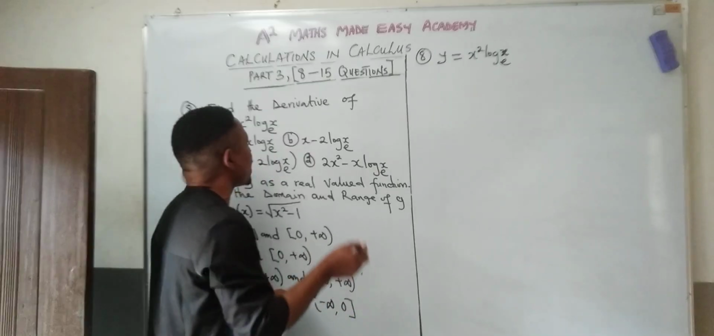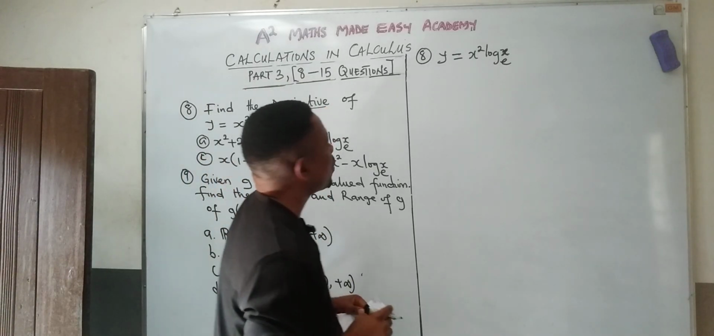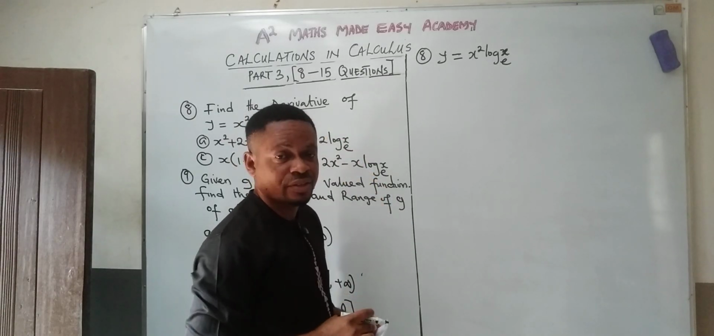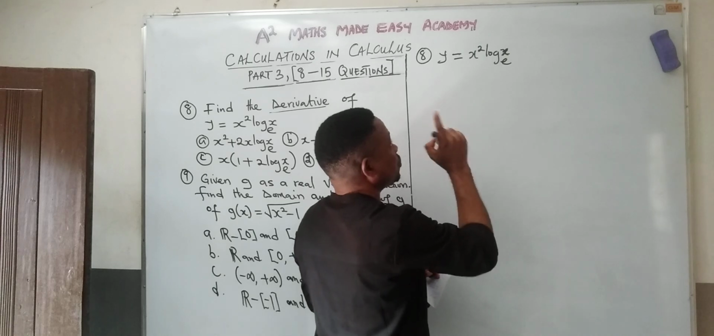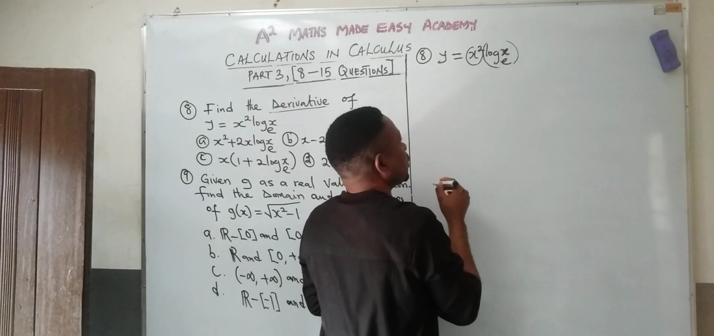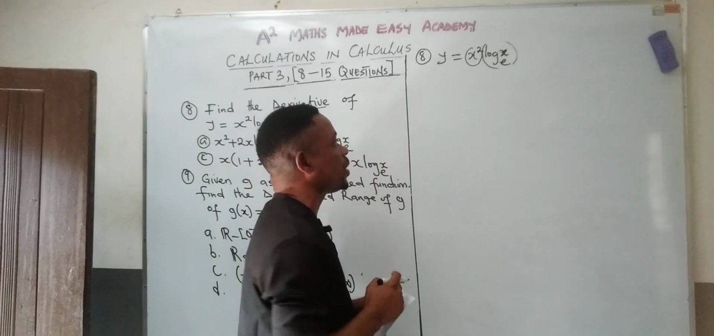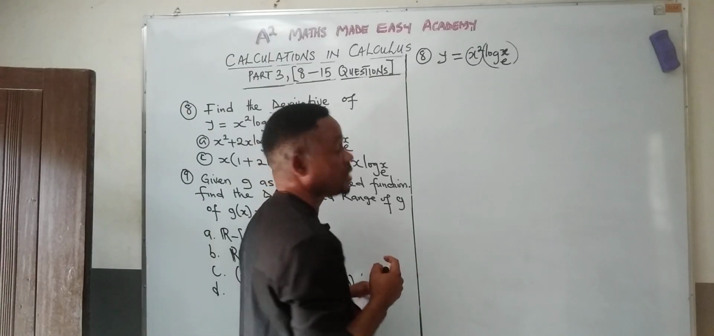I want you to understand this, that the word derivative means dy dx. If you can't call it dy dx, you can call it differentiation. Are you with me? Now this is no longer chain rule. This is a product of two functions. This is the first one and this is the second one. So now I'm going to use the formula method for product rule first. Let us see whether we can get the answer.